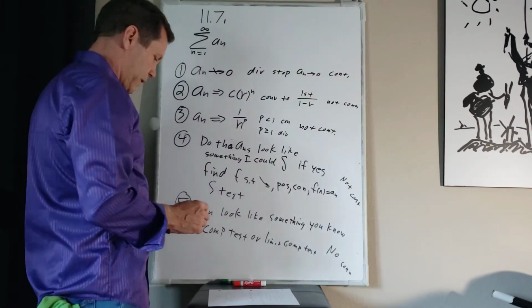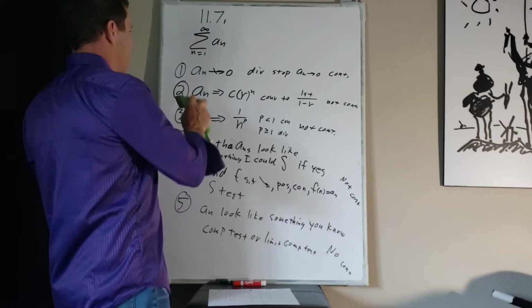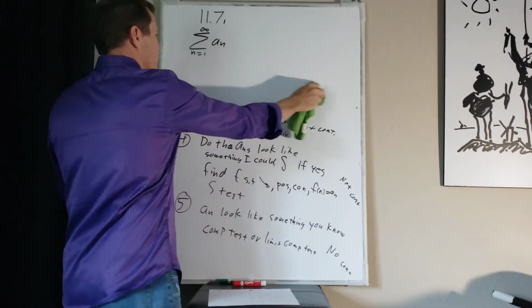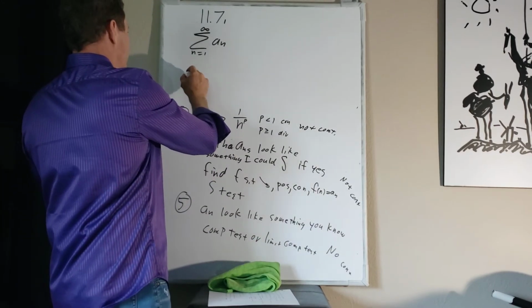Okay, run out of board space, so let's erase all of this. I'm going to come back, start up. Number 1, I'm going to make that number 6, or it's number 2. Okay, so if that doesn't work, what's the sixth thing you're going to check?